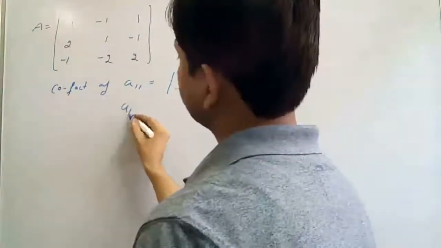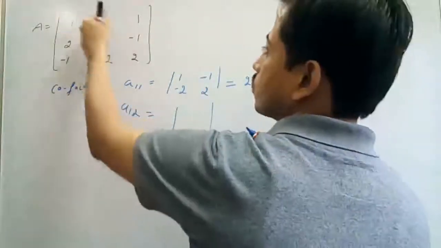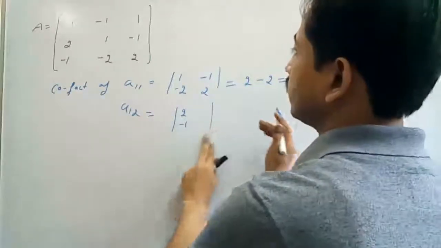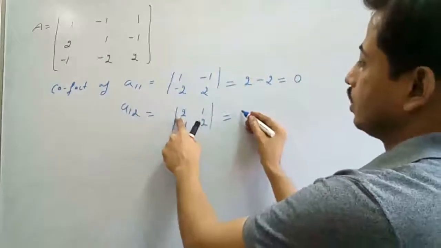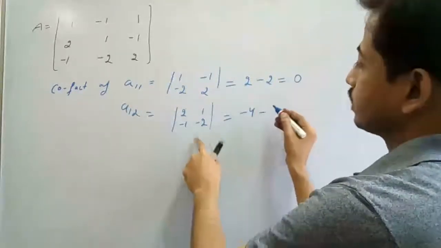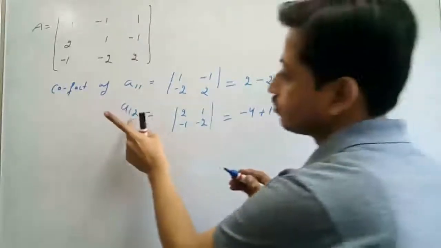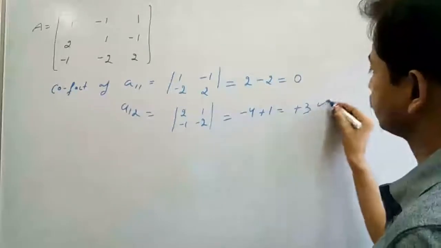Next we have to calculate the cofactor of A12. Remove first row, second column, we get 2, minus 1 and 1, minus 2. Now solve this. Minus 2 into 2, minus 4 and minus 1 into 1, minus 1. So it becomes minus 3. But 1 plus 2, 3. 3 is odd, so we have to make it positive.